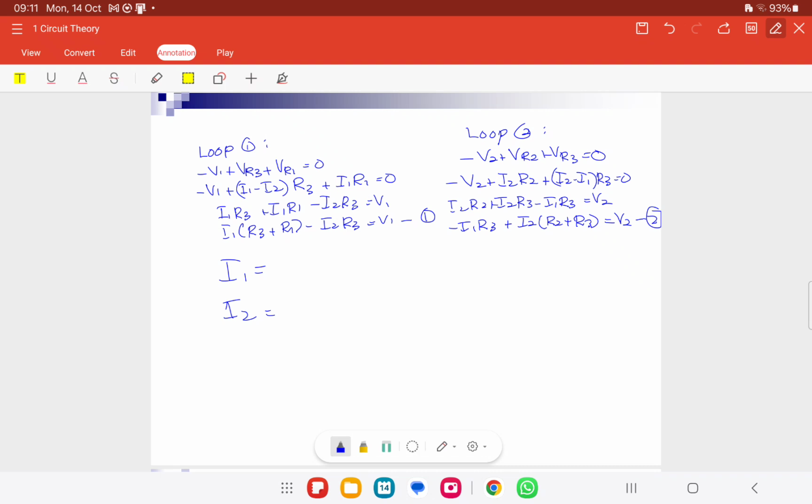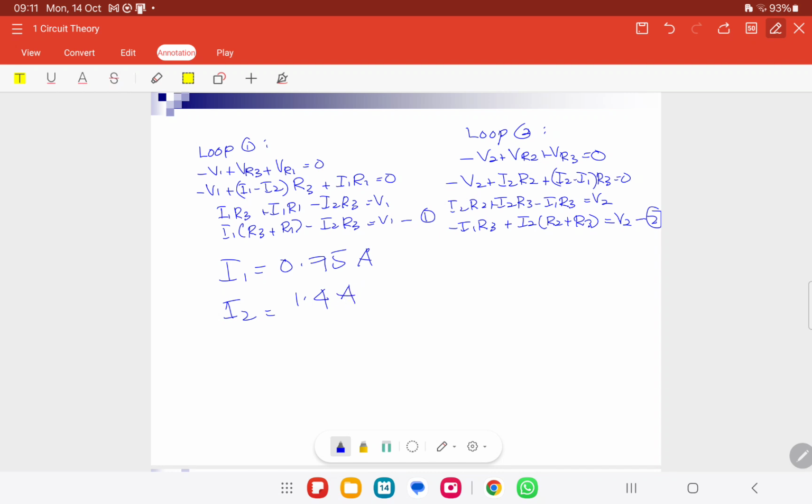Ha? Tak nampak? Macam mana nak buat? Ni dah dapat belum? Siapa nama? Hazim. Hazim ke Haziq? Haziq. Okay, what are the values? I1 berapa? 0.75. I2? 1.4. 1.4 ampere.